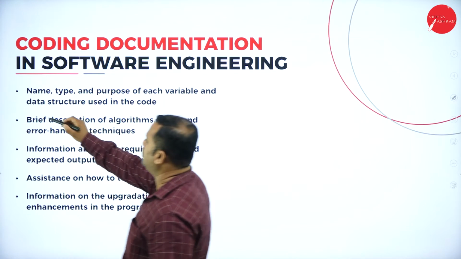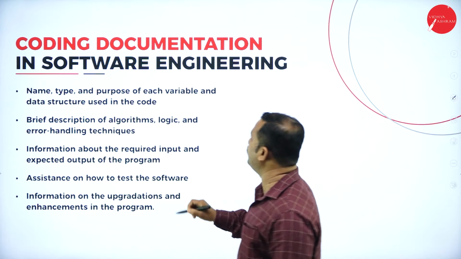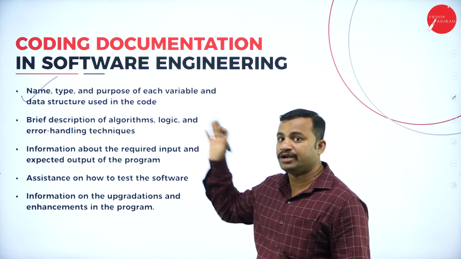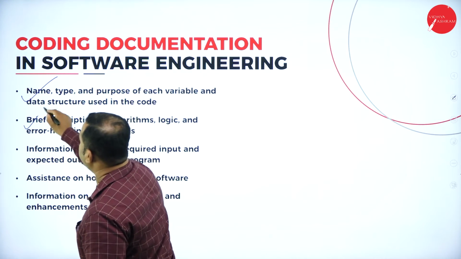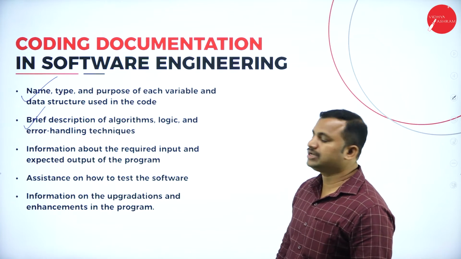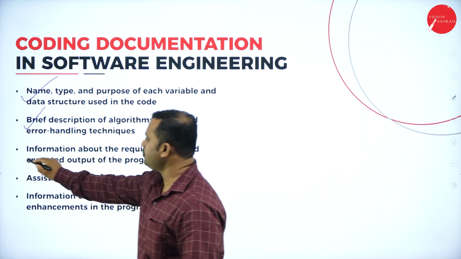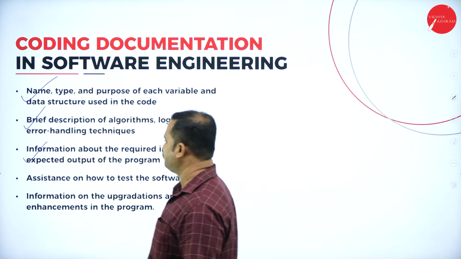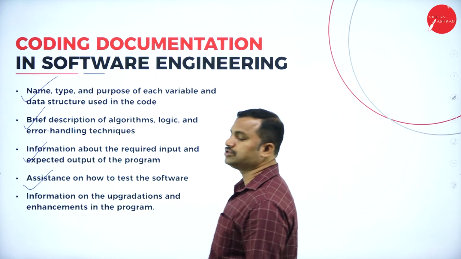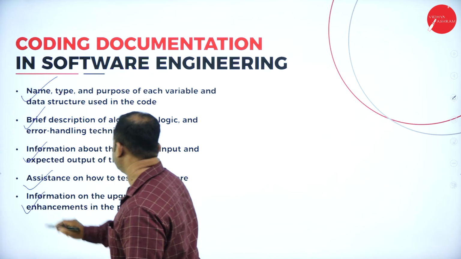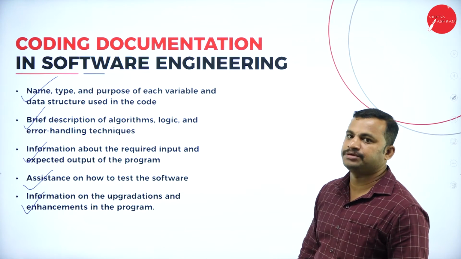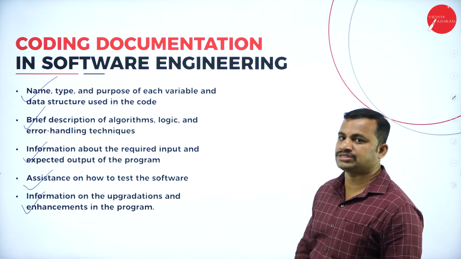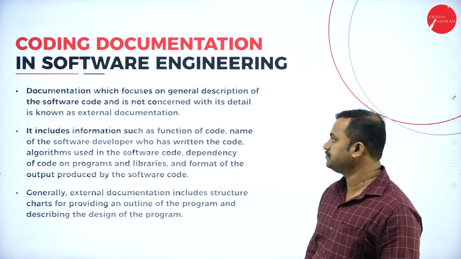The first one is the name, type and purpose of each variable and the data structure used in the code. I told you the type of data structure used in the code. Then a brief description of algorithms, logic and error handling techniques. Information about the required input and expected output of the program. Assistance on how to test the software. Then we have information on the upgradations and enhancements in the program. All these are some of the important functionalities which are noticed in the internal documentation.